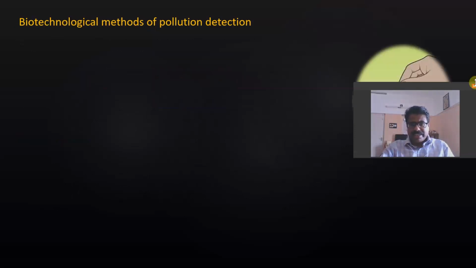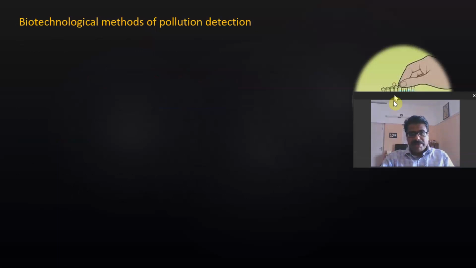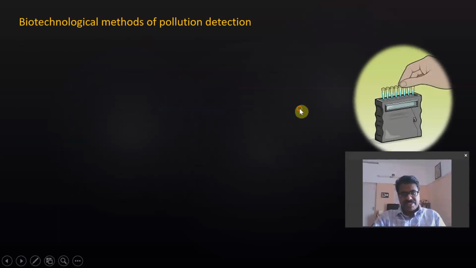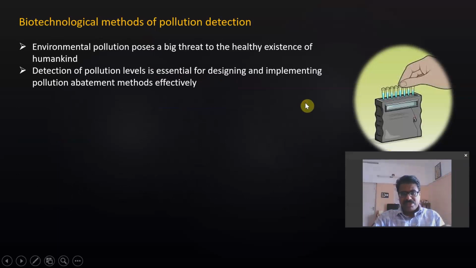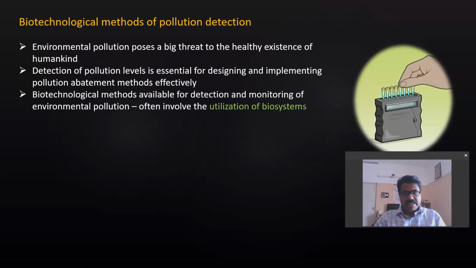And let us see what are the biotechnological methods used for pollution. We know that environmental pollution poses a big threat to the existence of humankind. To deal with pollution or to mitigate it, we need to know how much polluted each environment is. Only then can we design measures to mitigate that pollution. These biotechnology methods are used for detection and also monitoring of environmental pollution using biosystems.